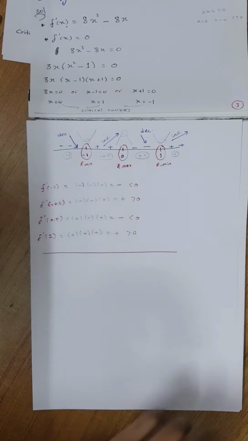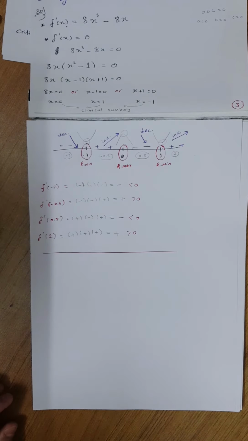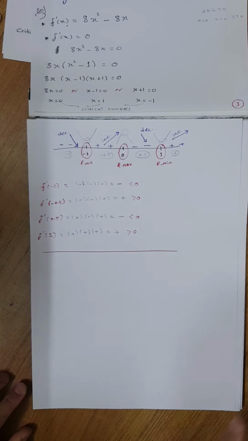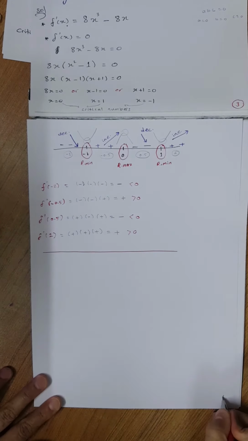And that was all about chapter 3, section 1, an example that includes all the subject: increasing, decreasing, relative extrema, and critical numbers. Hope you've understood the subject.